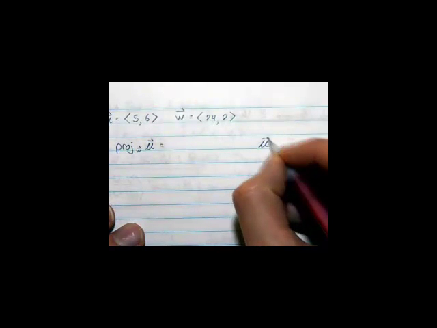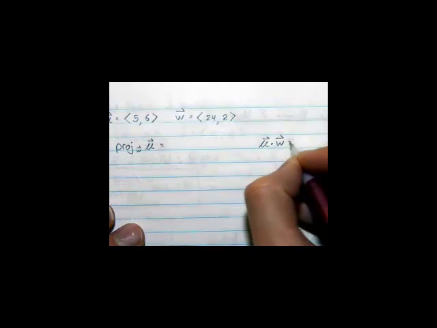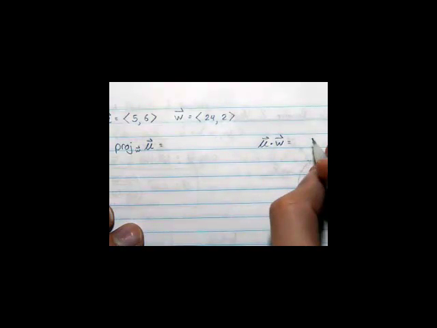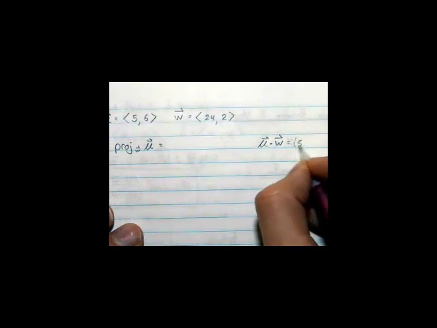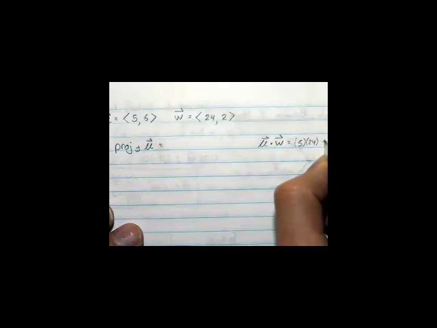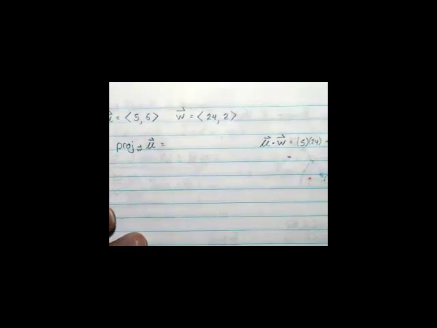All right, so we have to do the dot product of these two things. So the dot product of U and W is 5 times 24 plus 6 times 2. That's going to be a pretty big number, 100 and something. Plus 12. So 132, looks like.